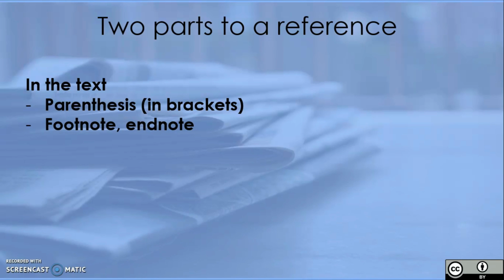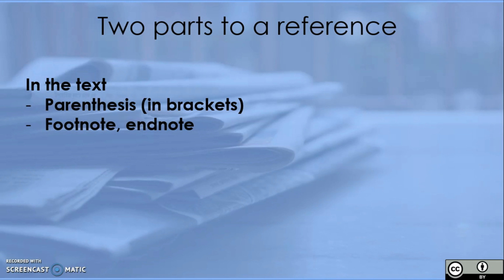So when you draw on someone's work or you quote them, under some conventions you will immediately afterwards put brackets in, and then you'll put the author's name and the date, and depending on the convention, the page number. So that's an in-text reference that goes in brackets. So that's like American Psychological Association and the Harvard referencing system. These use in-text brackets. And then there are also footnotes.